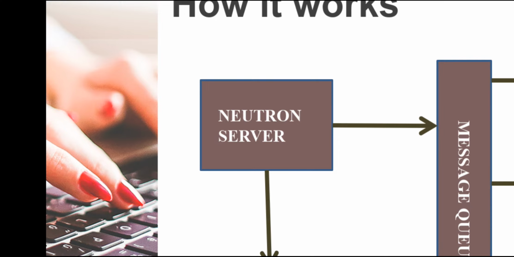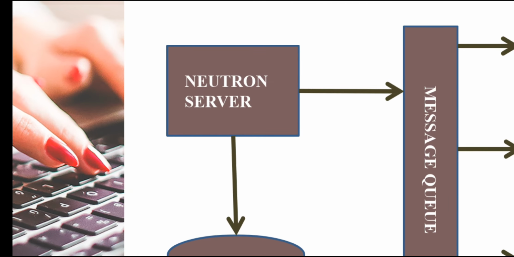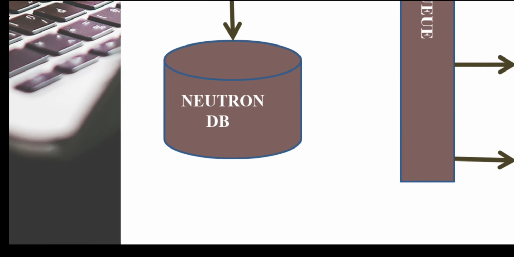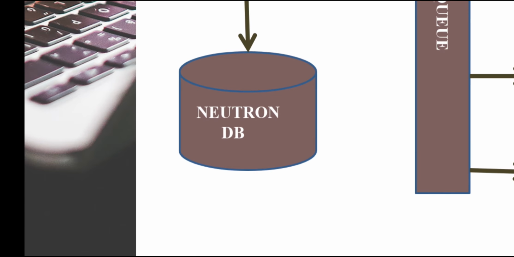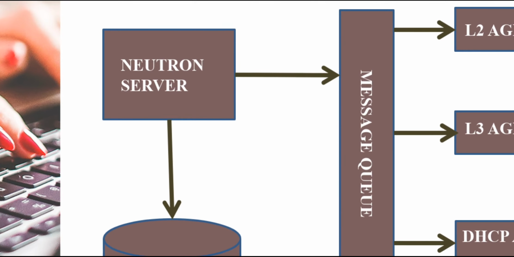Now when it comes to Neutron, we have many components, right? Out of many components, the only component which is very important, without which all other components are useless, is the Neutron server. This component is divided into two parts. The first part is the Neutron database and the second is the message queue.